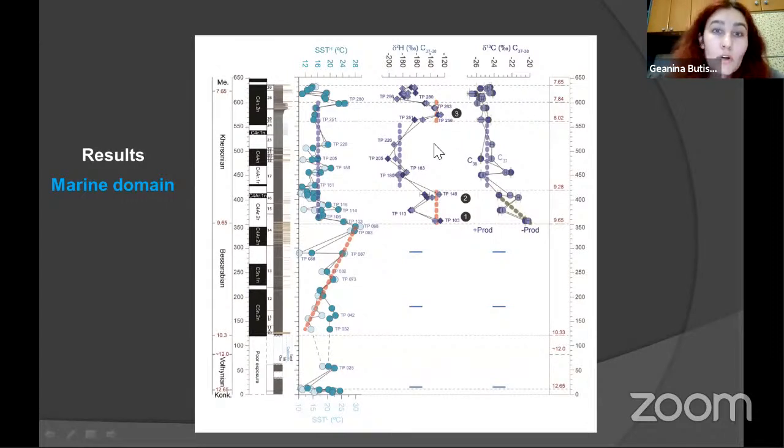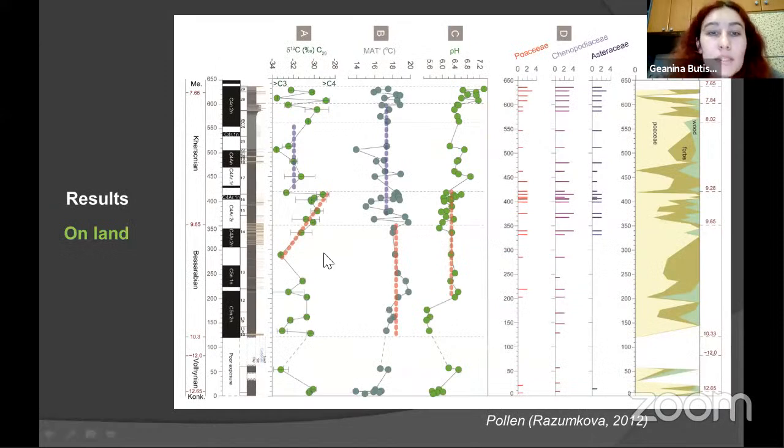Now in the continental domain, what we see is really interesting also, because again the first part of the section doesn't register much change, but around 7.7 the vegetation starts to change. So whatever is changing in the marine domain also happens in the continental. And the carbon isotopes suggest a complete change in vegetation towards dominant C4.